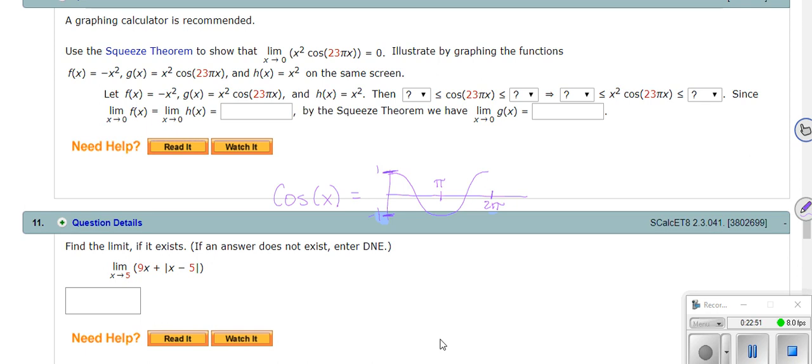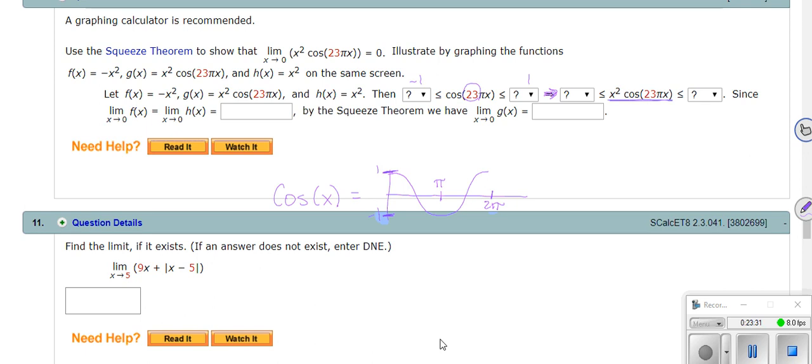Every cosine function, regardless, all this 23 does, if you all remember, is change your period. So it just changes the width, essentially, of the curve. So all of your cosine functions are going to oscillate between a -1 and a +1. I just kind of got you started there. And then the function, it's double arrow here. So first we know that the cosine of 23 pi x oscillates between -1 and 1.